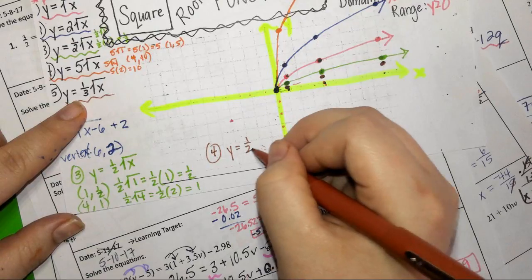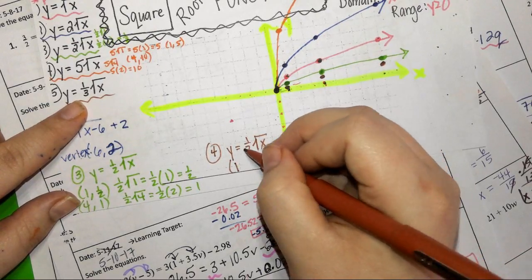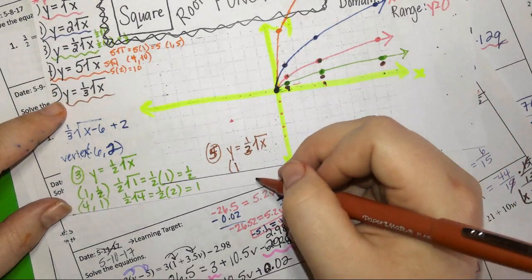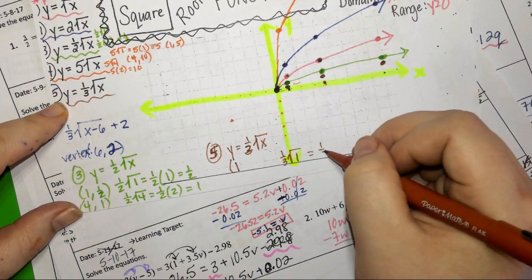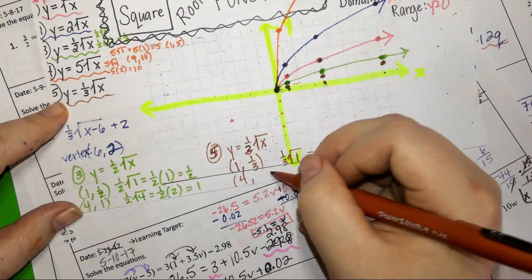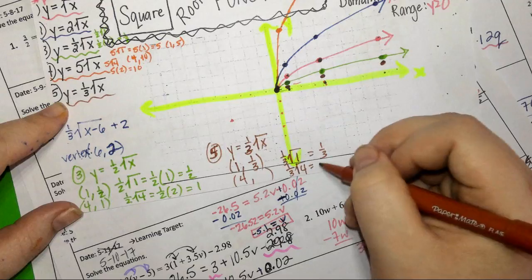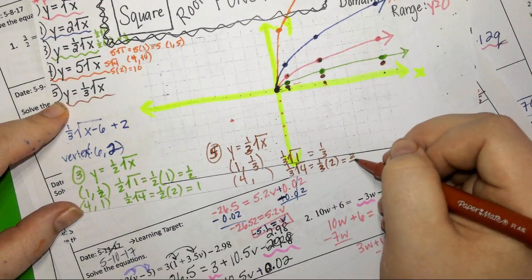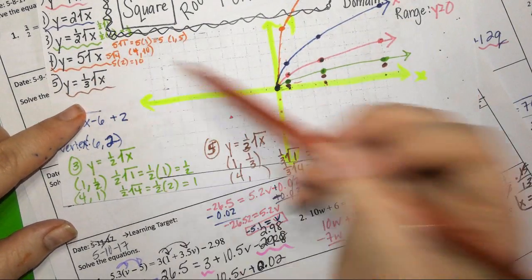I'm thinking about my perfect squares. I'm thinking about how if I went over 1, 1/3, it's number 5. If I plugged in a 1, it would end up being a third. So over 1 up a third. If I plugged in a 4, it'd be 1/3 times square root of 4. So 1/3 times 2, which is 2/3. So that's how I got the 2/3. I'm taking my perfect square number and multiplying by that on the outside.